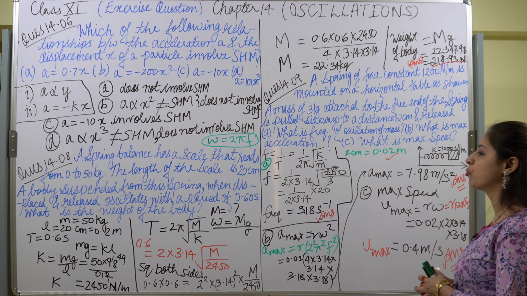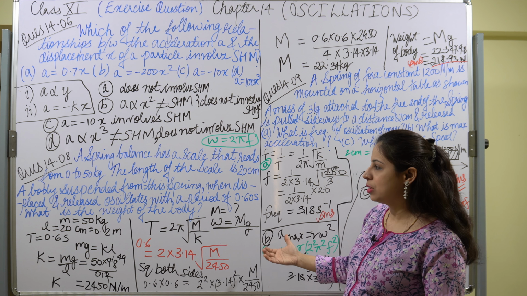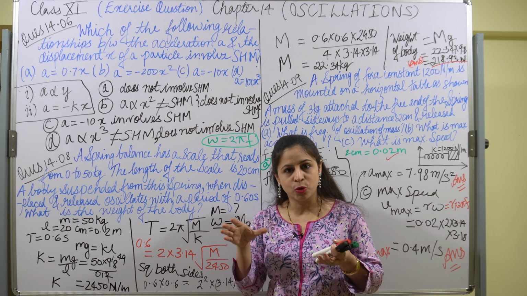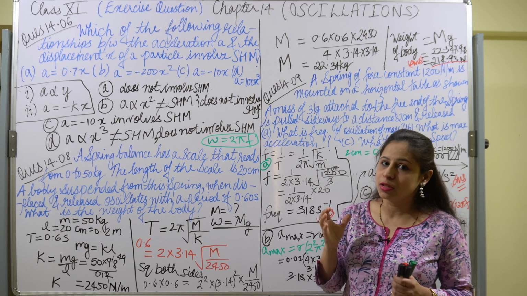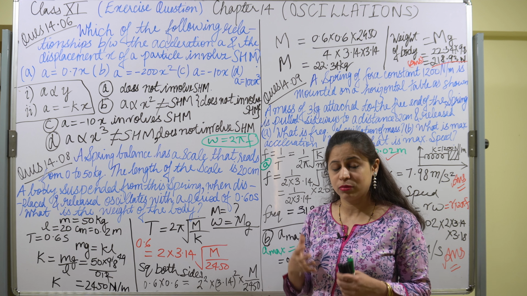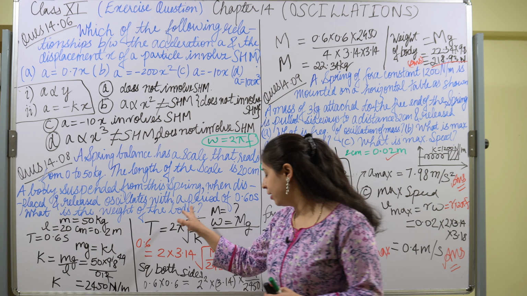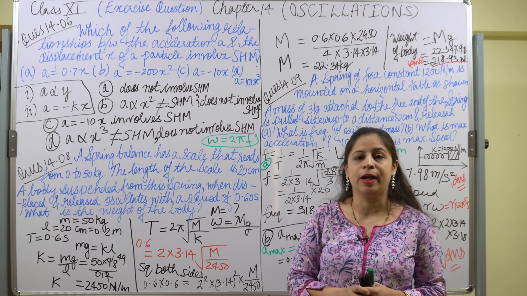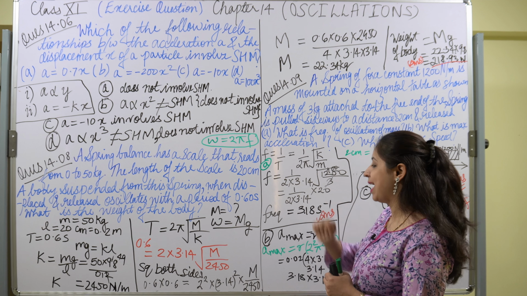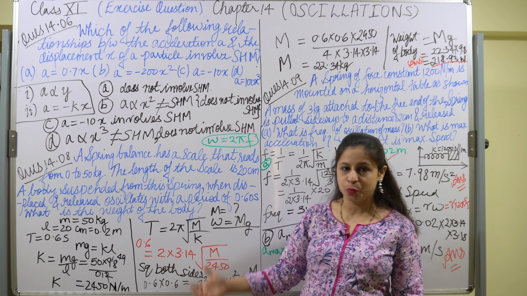In this way, we have to proceed for all the numericals relating to time period and frequency for a spring balance or spring. Anywhere the spring is there, it possesses simple harmonic motion, and the time period of the simple harmonic motion is given by 2 pi under root m by k. So we put this formula, and later for the frequency we do 1 upon time period. In this manner we proceed with all the numericals relating to the spring balance.